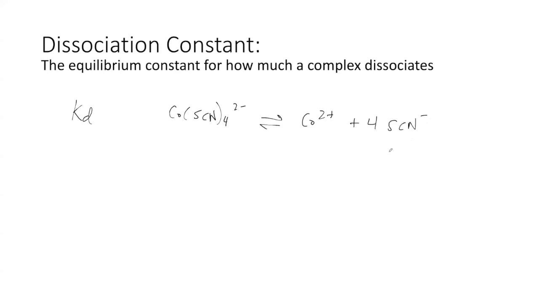So if we wanted to write our equilibrium constant for this expression, we would essentially just flip it and take the inverse. So our new products would be our cobalt 2+ ion and our isocyanate ion, and then our reactant would be the starting ion complex.